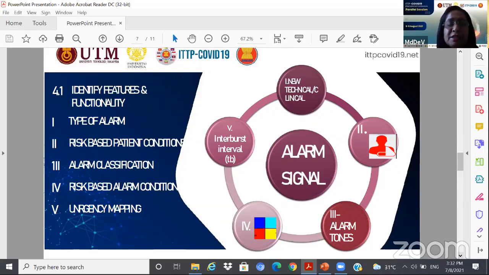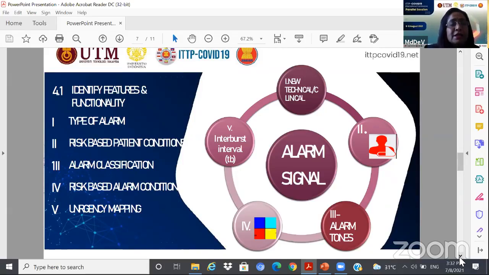The criticality of the alarm condition is color-coded. So we have 2 information to address this. One is the tones, the alarm sound, and the second one is the visual. And the fifth one is the urgency mapping. This indicates the urgency to respond.